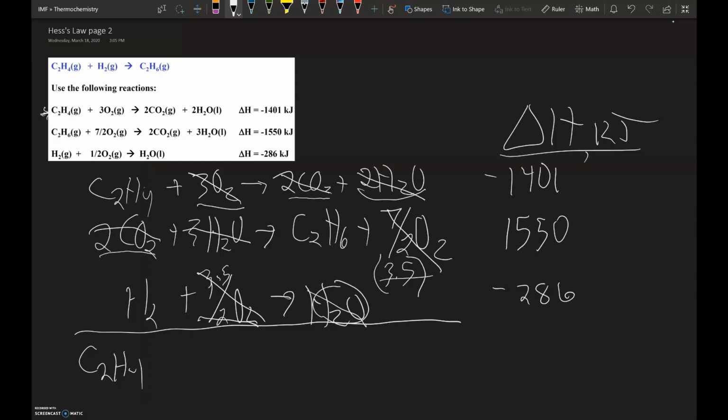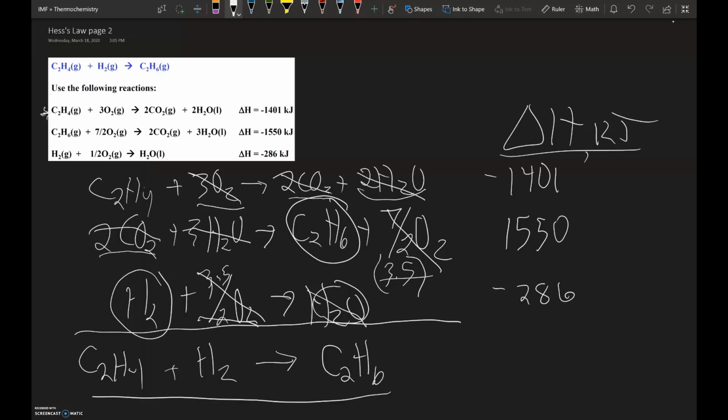That's going to cancel out with the 3 waters. So that leaves me with hydrogen gas and C2H6. So hydrogen gas is going to come down as a reactant, and it's going to yield C2H6. So if we look at this equation here, this matches what we have in the overall equation.